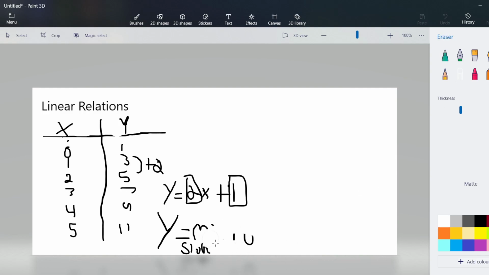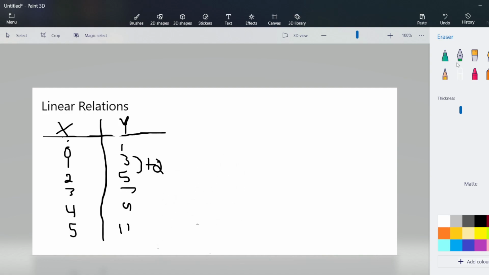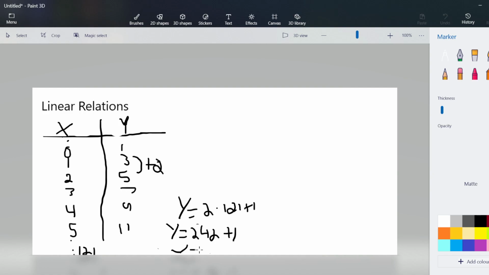Why don't we find the answer we were looking for? So we have y is equal to 2x plus 1. Now let's plug that same thing in. We wanted to find the y value when x was 121. So now we can plug the equation in: 2 times 121 is 242, plus 1, and our answer is 243.